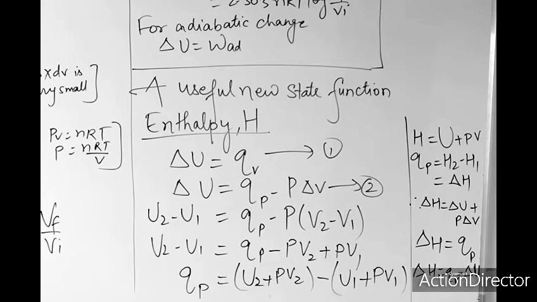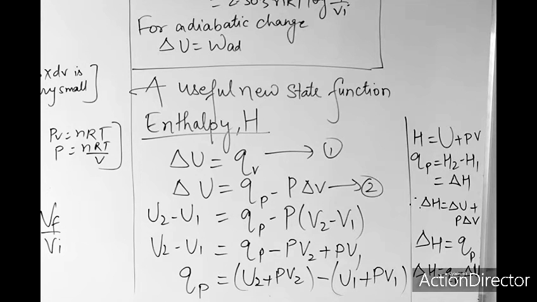It is very important to know that when heat is absorbed by the system at constant pressure, we are actually measuring changes in the enthalpy. Remember, delta H is equal to QP. What is this QP? Heat absorbed by the system at constant pressure.